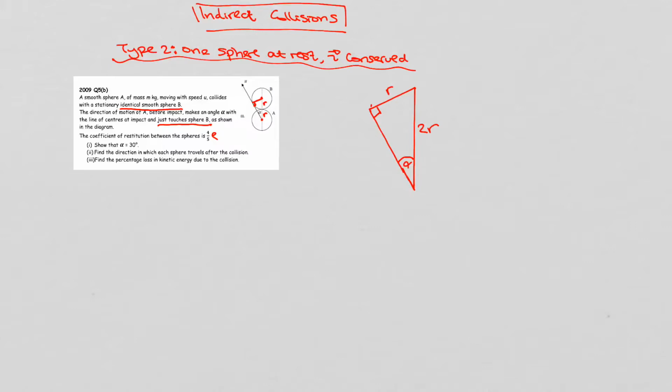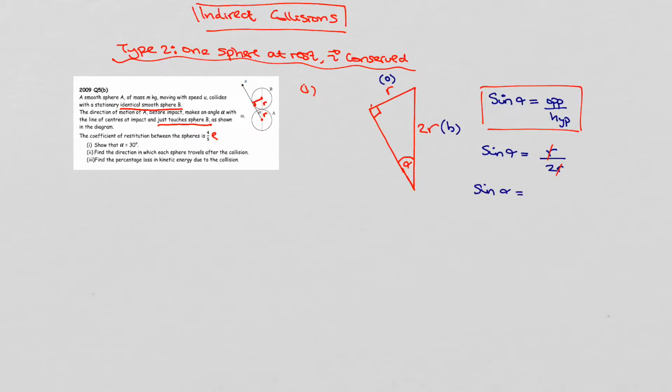So now on my diagram, if I mark it in, I have the opposite and I have the hypotenuse. And if I have the opposite and the hypotenuse, my ratio must be sine. In other words, sine alpha is equal to the opposite over the hypotenuse, so sine alpha must equal r over 2r, which is great, because now the r's cancel, leaving me with sine alpha equals a half.